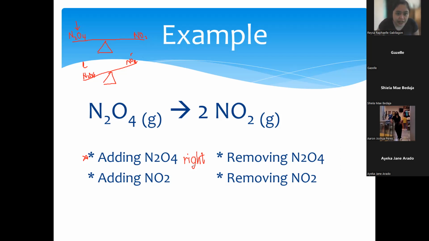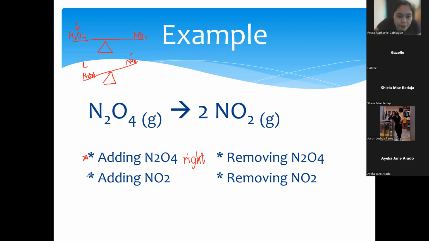So this is to the right. Pag marami na masyado yung N2O4 natin, bibilis yung reaction na going forward. Okay? Bibilis yung reaction. In an attempt to get rid of the stress. Okay? The addition of N2O4 is a stress.